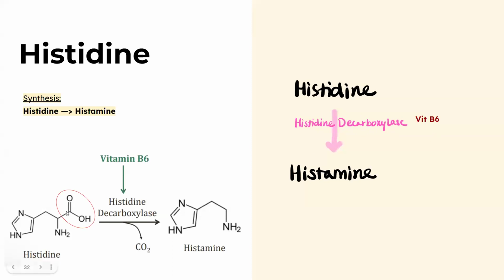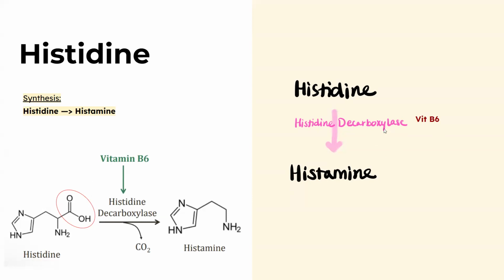This is a carboxyl group, COOH. When we remove this carboxyl group, we get histamine. So it's a decarboxylase that removes the carboxyl group. And it acts on histidine, so histidine decarboxylase. And again, it needs vitamin B6 as a cofactor.